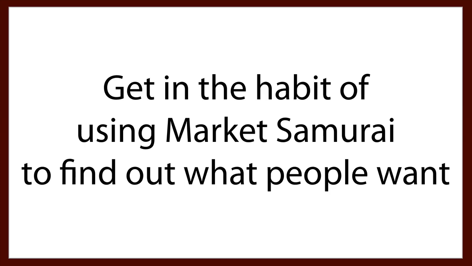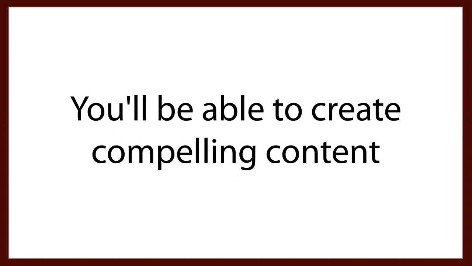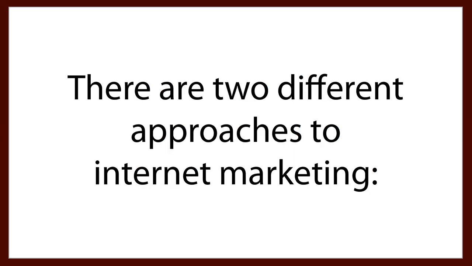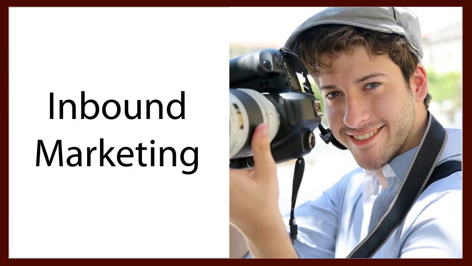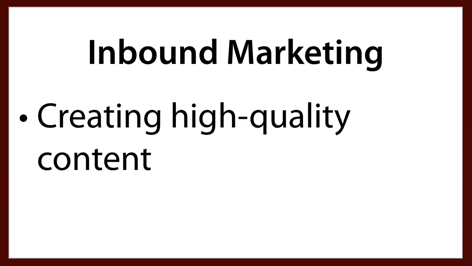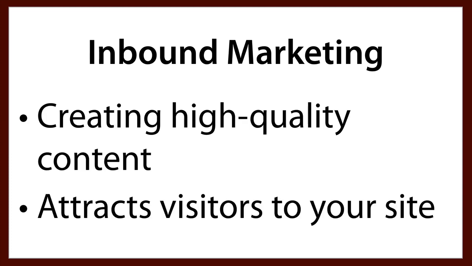If you can get into the habit of using Market Samurai to find out what people want to read and check the strength of your competition, you'll be able to create compelling content that is much more likely to rank well in Google. So let's just recap what we've covered in today's video. We've seen that there are 2 different approaches to internet marketing: outbound marketing and inbound marketing. Outbound marketing involves hunting for prospects and trying to close a sale as quickly as possible, while inbound marketing involves creating high quality content that attracts visitors to your site.